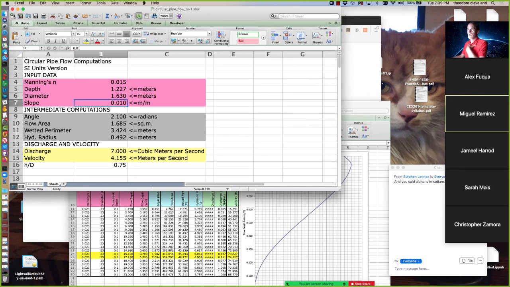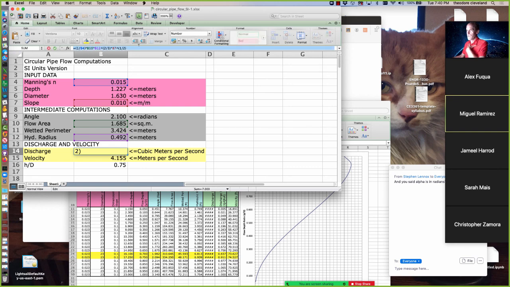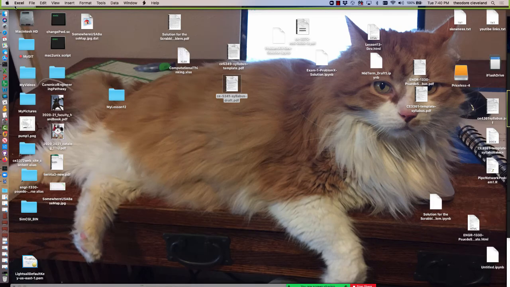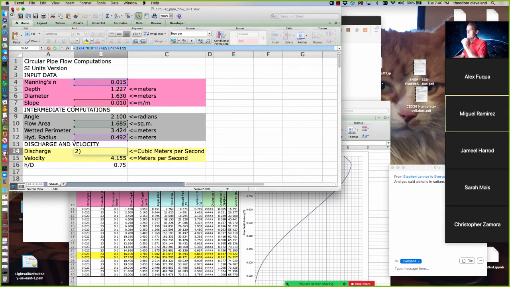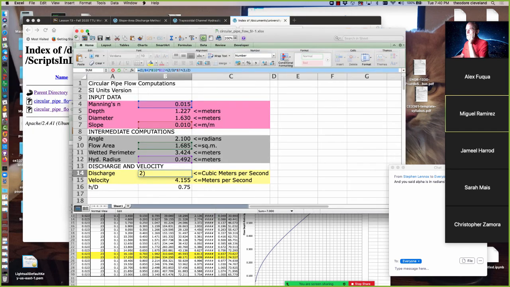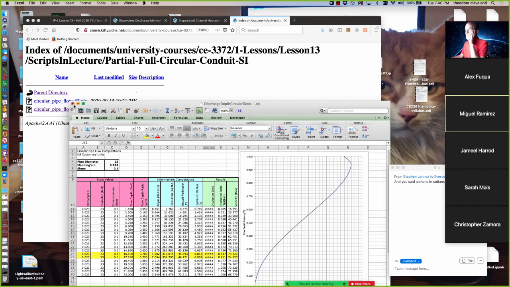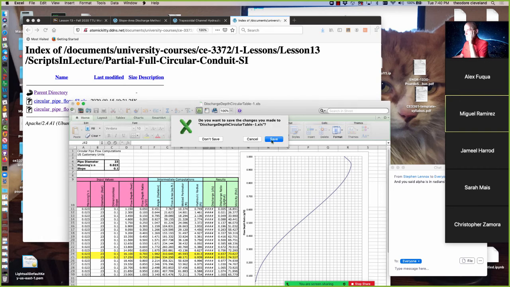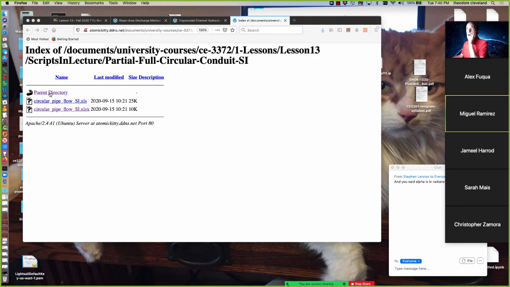So these are sitting on the web server, and there's no great magic to it. It's just implementing Manning's formula under either SI or US customary conditions. And recall from your hydrology class that Manning's formula changes whether you're using US customary or not. How come it won't let me exit? Don't force me to reboot the computer. All right.